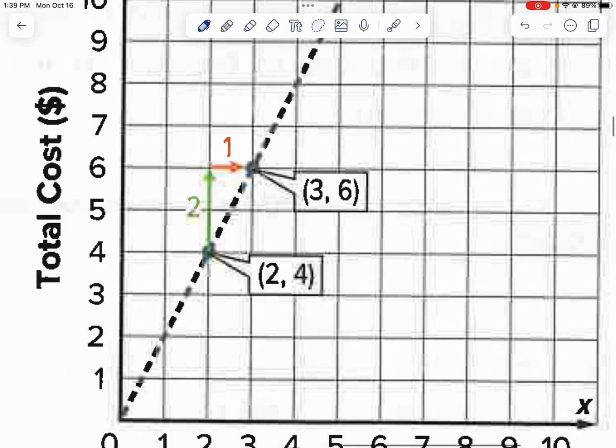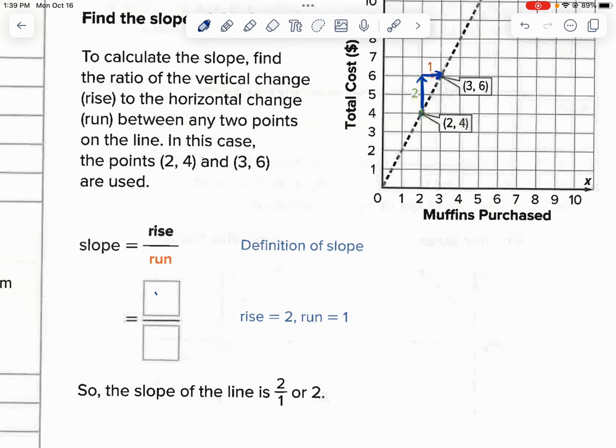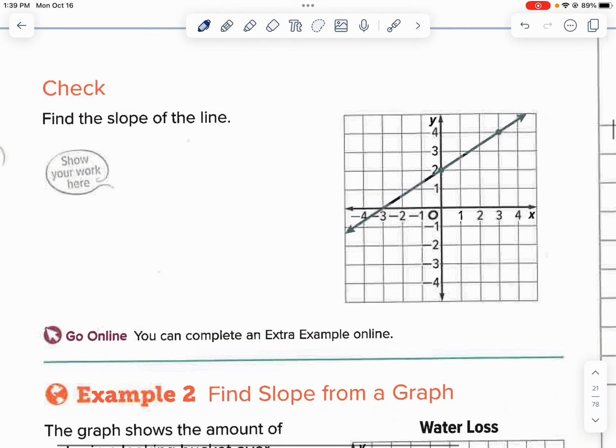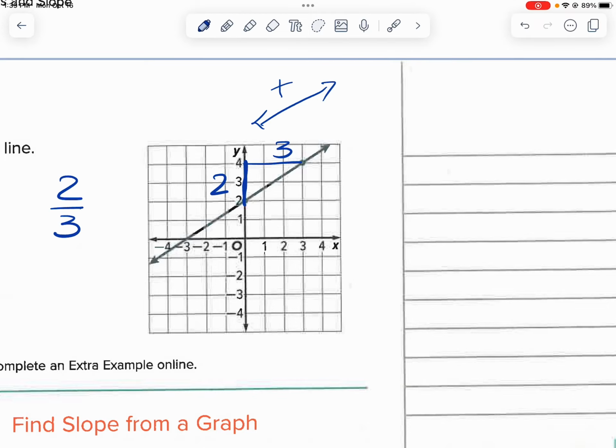So again, if I have 2 points, how tall is it? How far over is it? I go up 2. I go over to the 1, right 1. This one, is it positive or negative? Well, it's going this direction, so it is a positive slope. How far up is it? 2. How far over is it? 3. So 2 over 3.